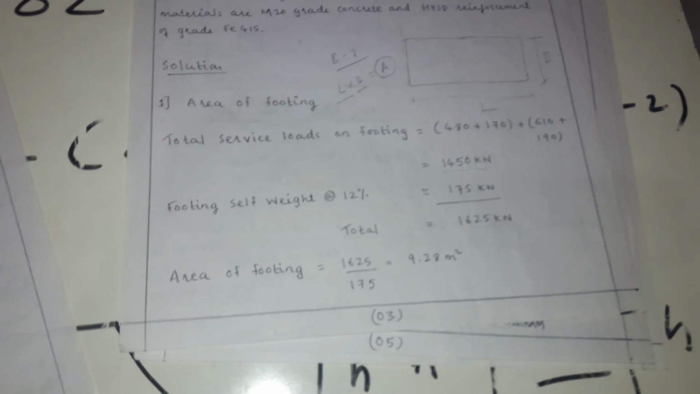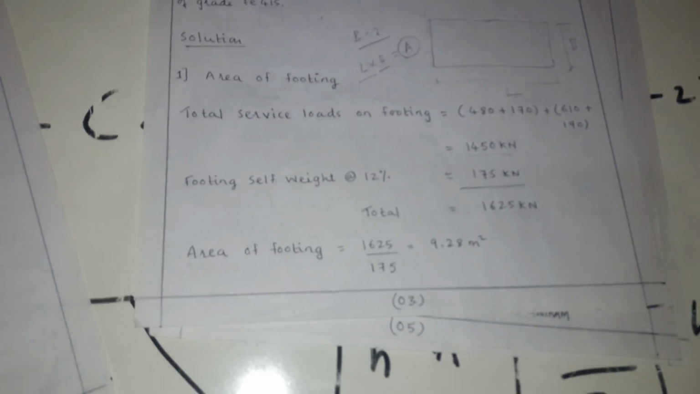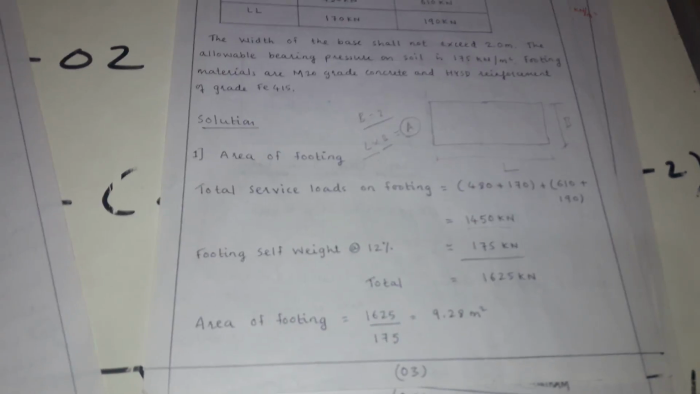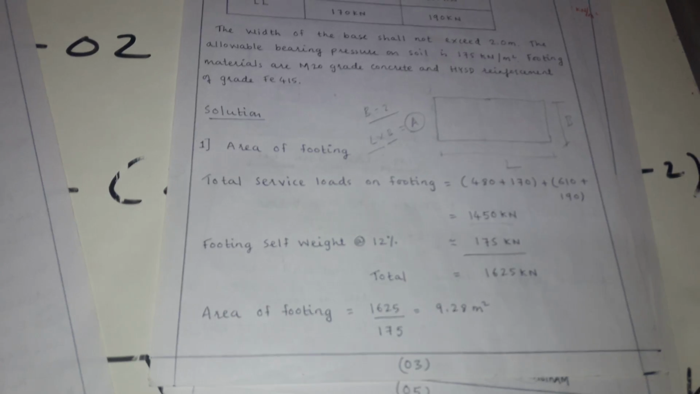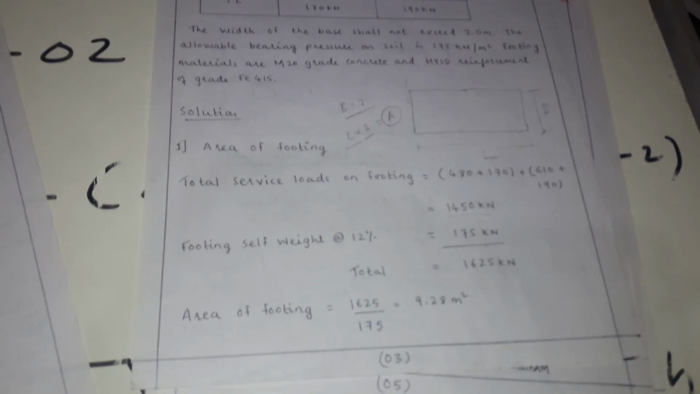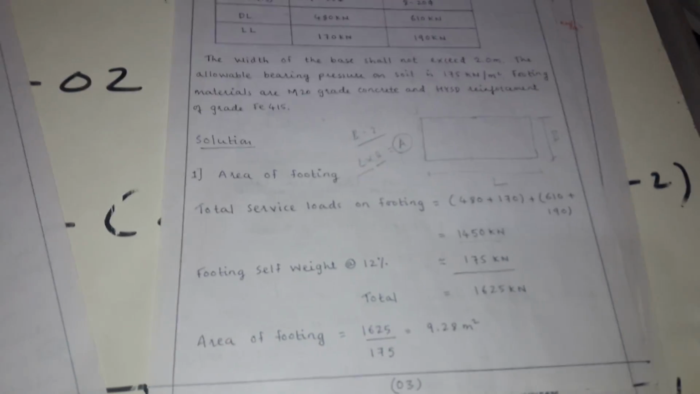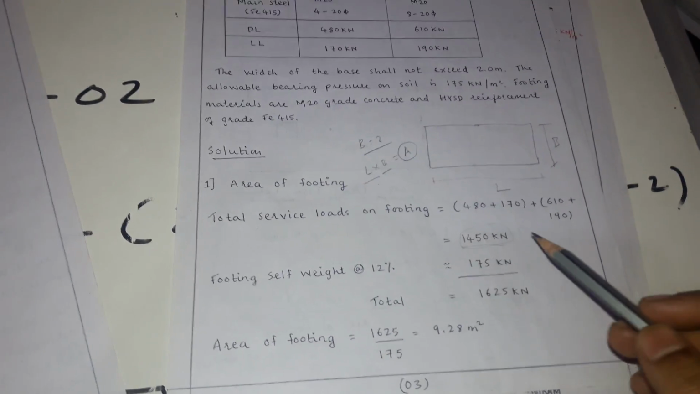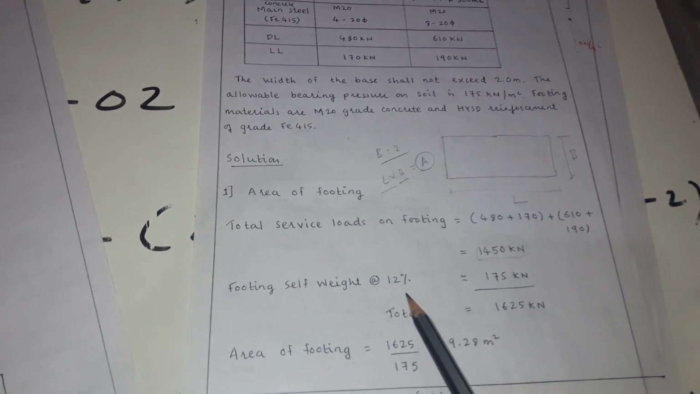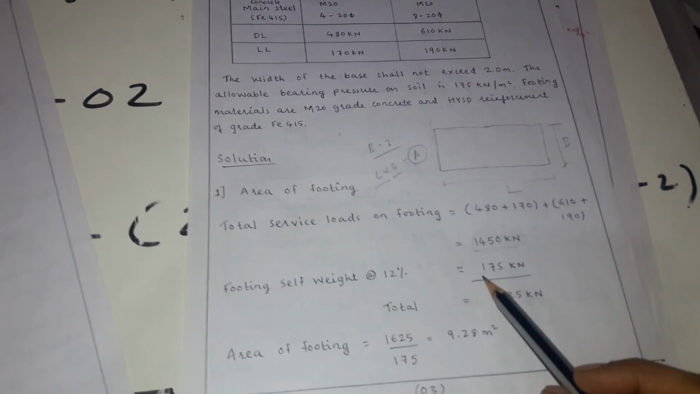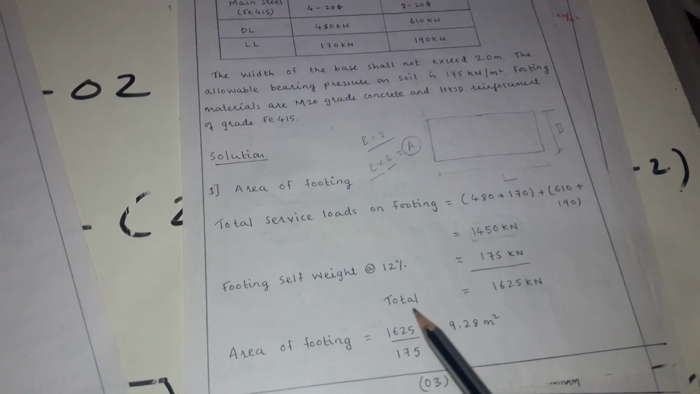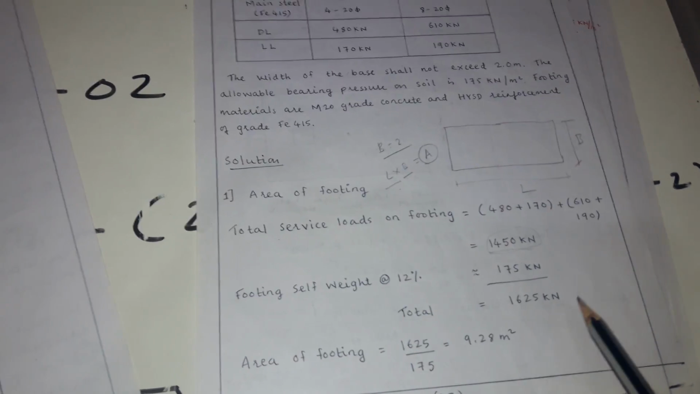Now you see, the self weight of the combined footing will obviously be more than the pad footing. In case of pad footing, we assume 10%. Now we have to assume a higher percentage of this load as the self weight of the footing. In this case, we are assuming 12% of this load as the self weight of the footing. So 12% of this load gives 175. The total load is 1625 kilonewton.